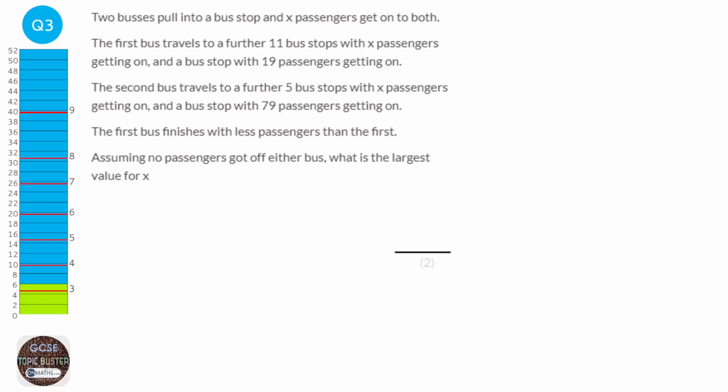So we're going to write an expression for the amount of people on the first bus. So they've started with x passengers and they've gone to 11 bus stops with x passengers. So altogether that is 12x. So we're going to have the first bus. And so we've got 12x. And then on the last bus stop, 19 passengers get on.